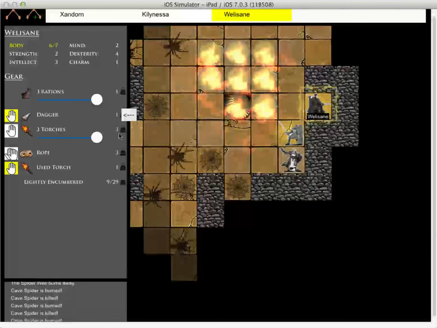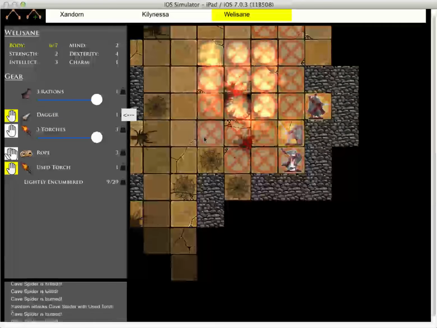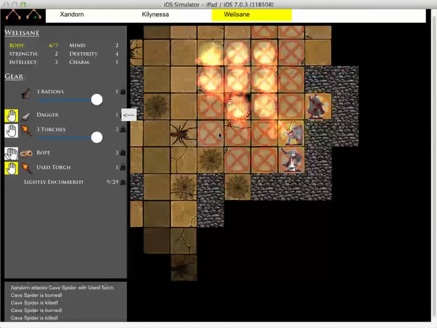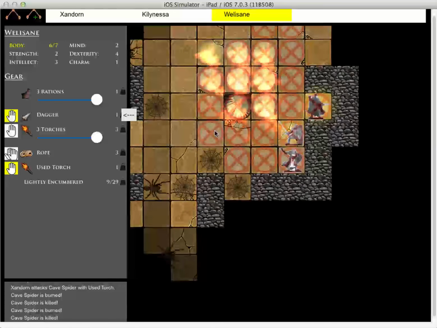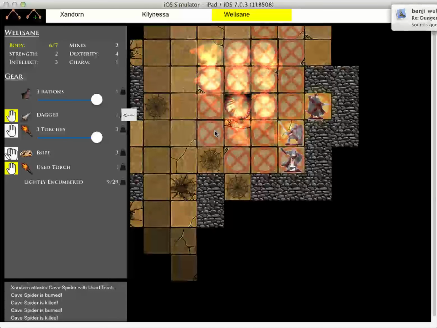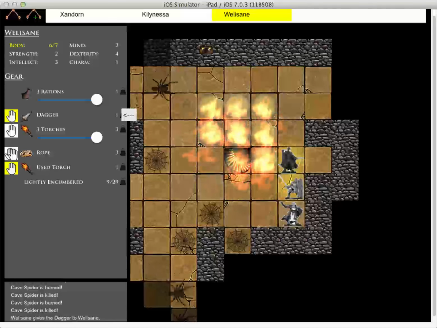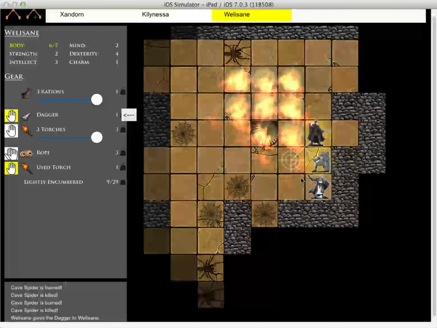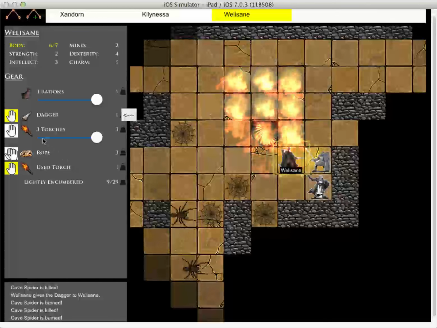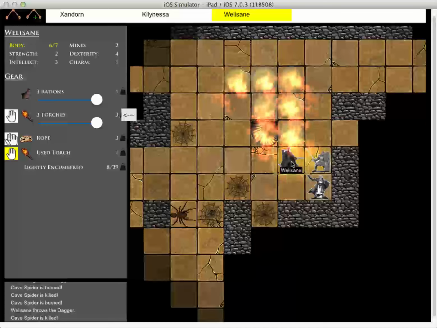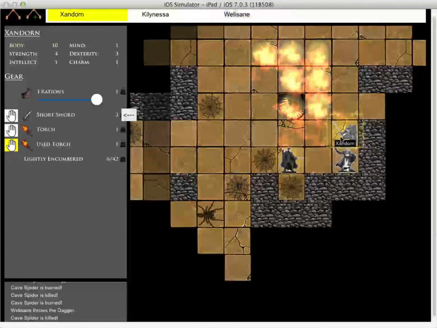We should now see, yep, there's some spiders getting fried. In the meantime, the rogue will try to throw his dagger at some of the other ones who are smart enough not to go into the fire. Looks like those spiders don't want to get close, so the rogue will move in closer. There he goes. Boom. He has to go now and retrieve his dagger.